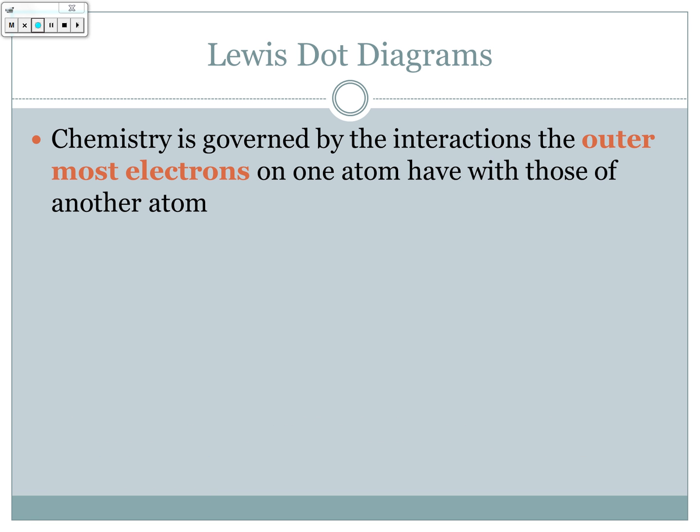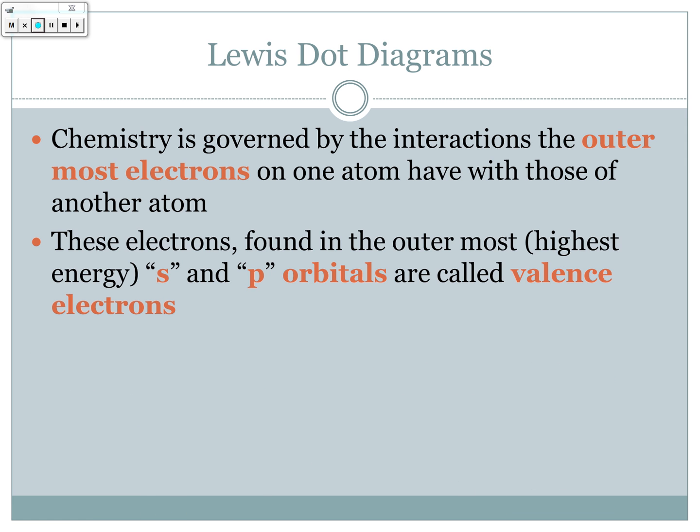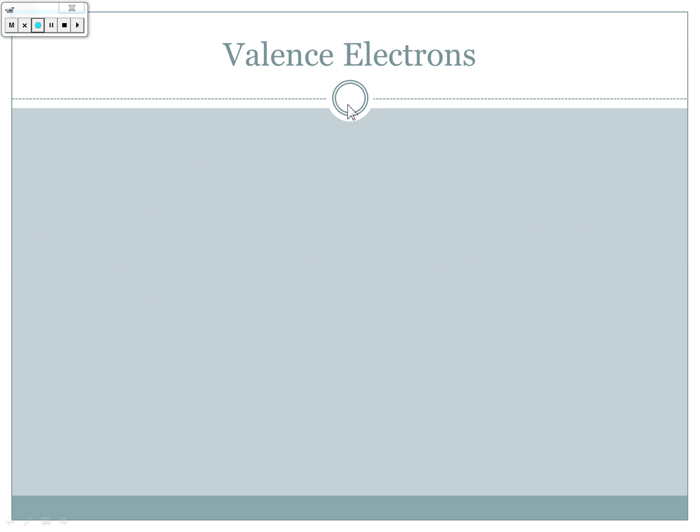Chemistry is governed by the interactions of the outermost electrons of one atom with the outermost electrons of another atom. These electrons, found in the outermost or highest energy level of an atom in the s and p orbitals, are called valence electrons. So again, valence electrons are found in your outermost energy level and include only the electrons in the s and p orbitals.